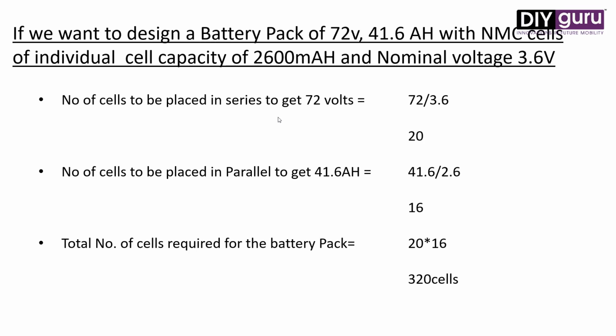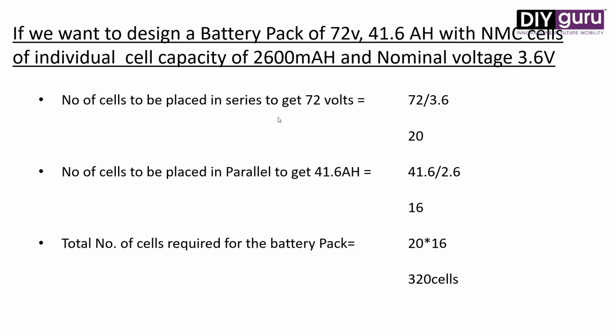A small example: we are designing a battery pack of 72 volt with capacity of 41.6 Ah with NMC cells of individual cell capacity of 2600 mAh and nominal voltage 3.6 volt. First of all, let's find out for 72 volts how many cells we would need to arrange in series. It would be 72 divided by 3.6, so 20 cells we have to arrange in series.